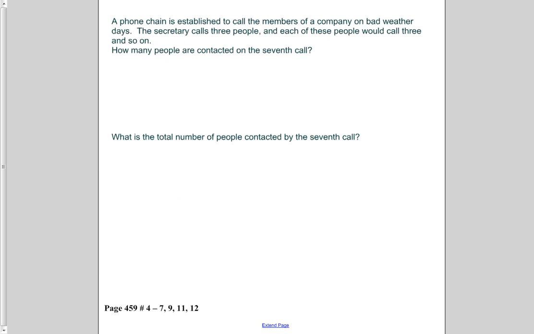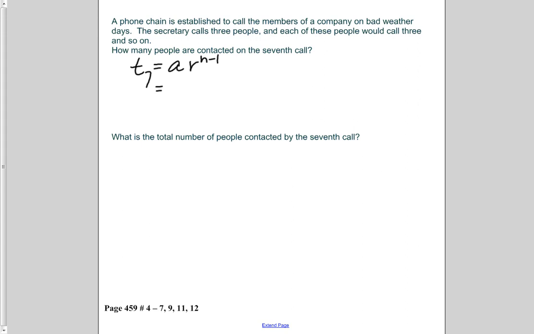A phone chain is established to call the members of a company on bad weather days. The secretary calls 3 people, and each of these people would call 3 people, and so on. How many people are contacted on the 7th call? So we want the value of the 7th term. If this is a tripling process, it is a geometric sequence, so it would follow the form A times R to the N minus 1.